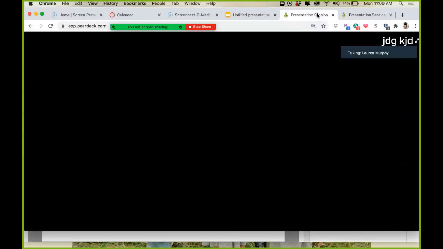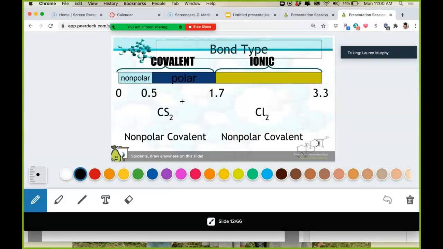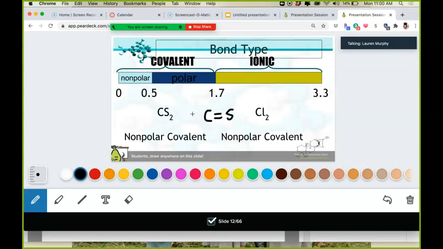So now let's talk about other types. So I'm going to draw CS2. Now you don't need to yet, you will soon. But here's its Lewis structure, that's what it's called. So this is a carbon-sulfur bond right here. So I'm going to focus on just this bond, just this carbon and sulfur. So if you look up carbon, its electronegativity is 2.5. If you look up sulfur, its electronegativity is 2.5.